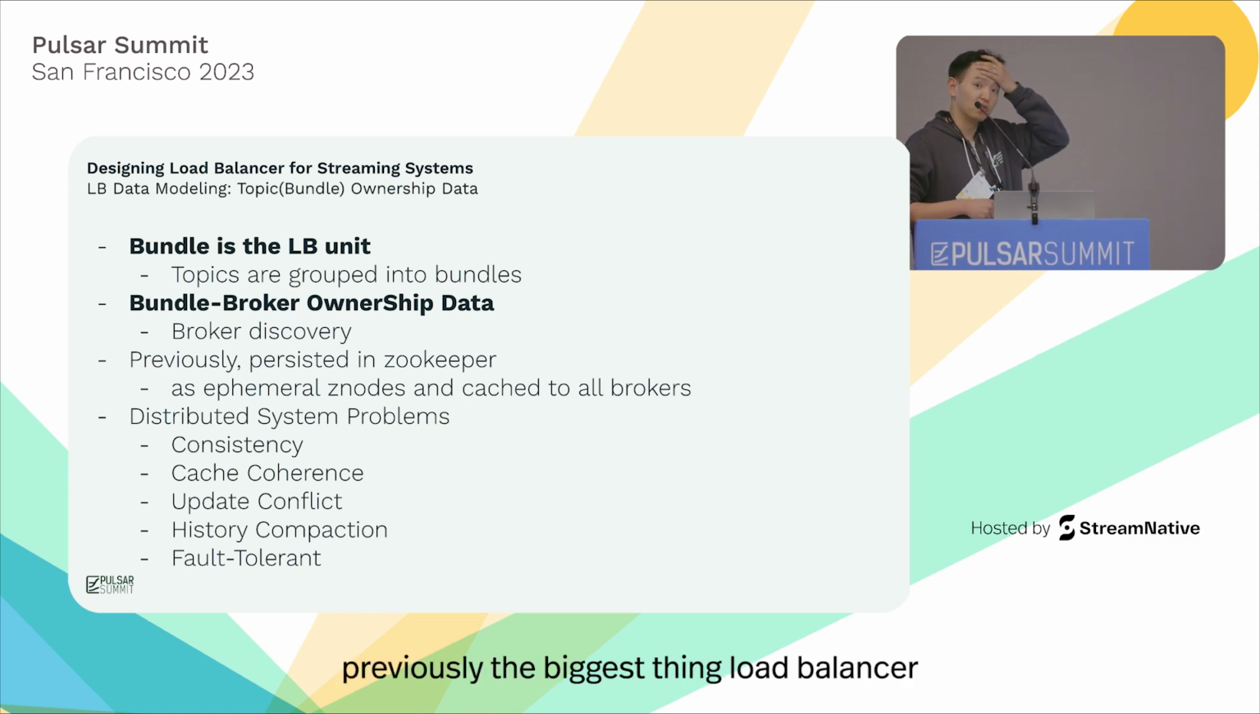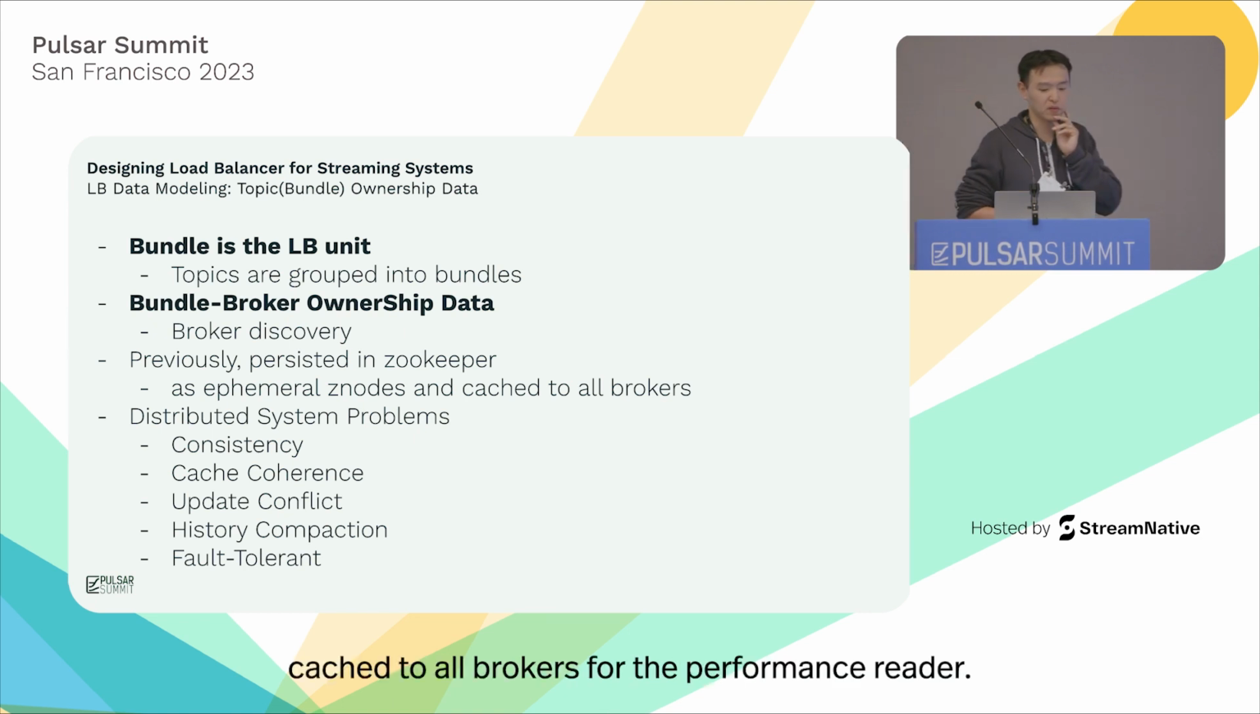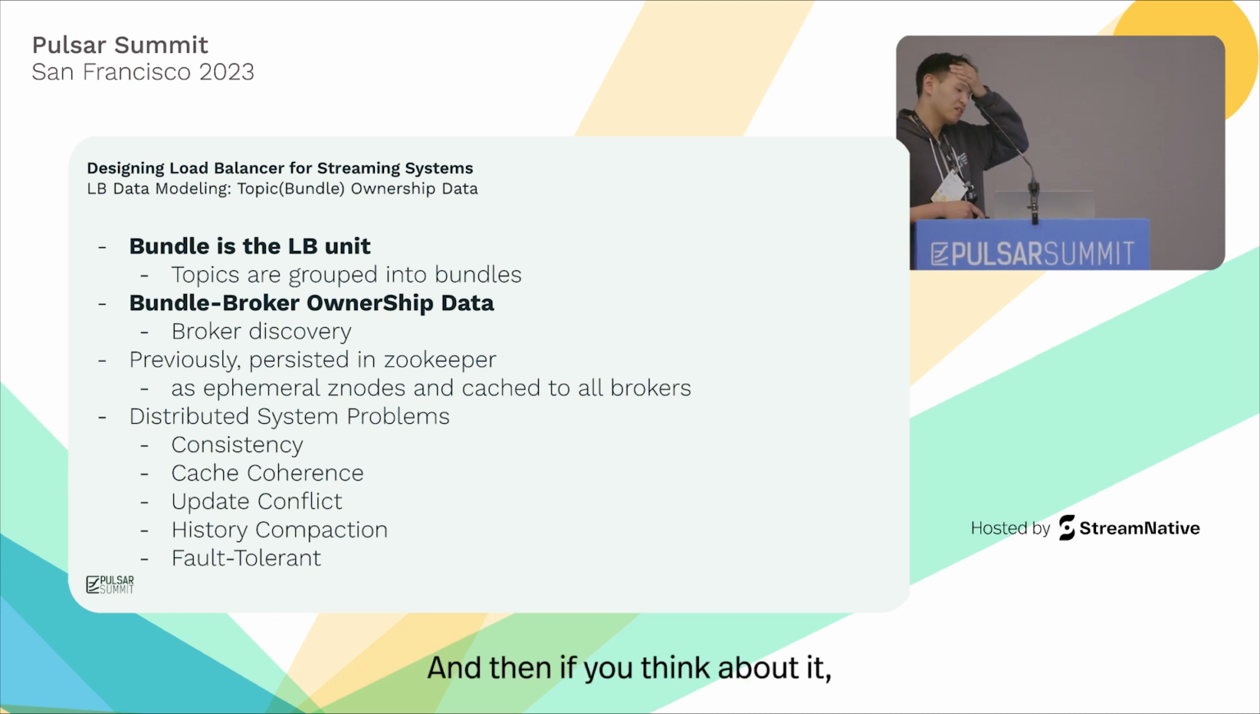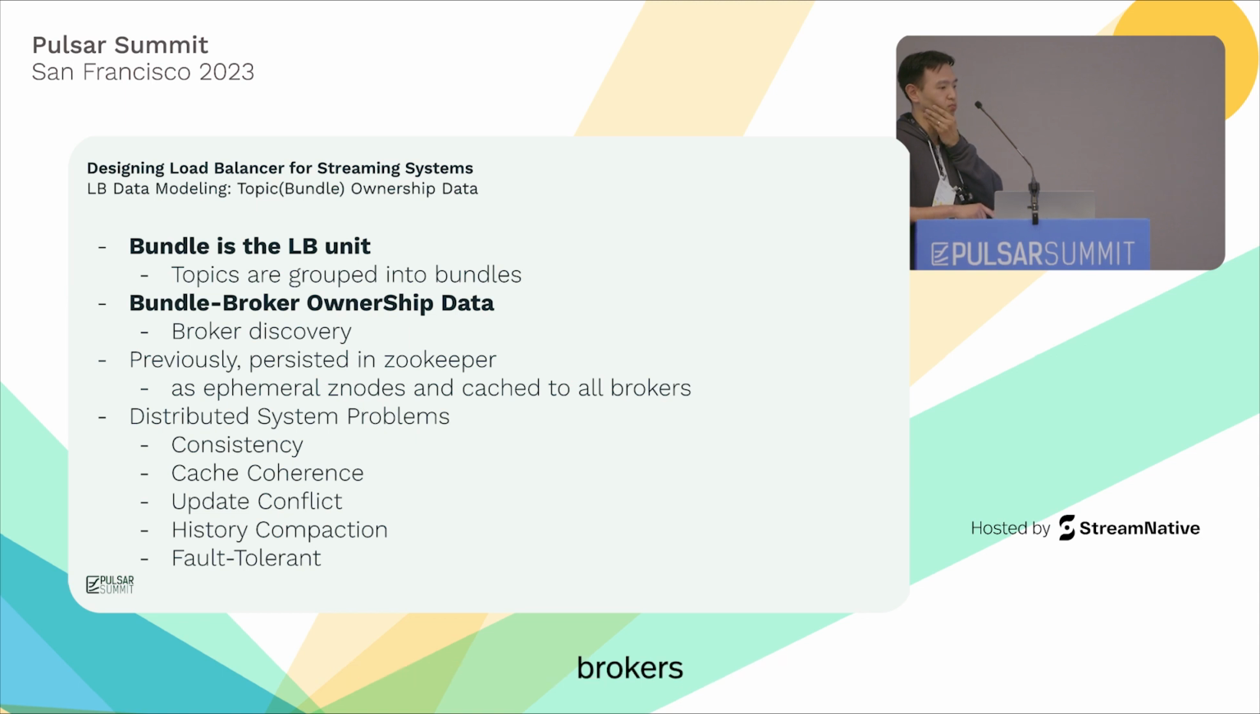Previously, in the existing load balancer, this bundle ownership data is persisted in ZooKeeper as ephemeral znode, and then cached to all brokers for performance reasons. If you think about it, this actually has some classical distributed system problems. We're now trying to copy the ownership data to all different brokers, and each copy needs to be consistent.